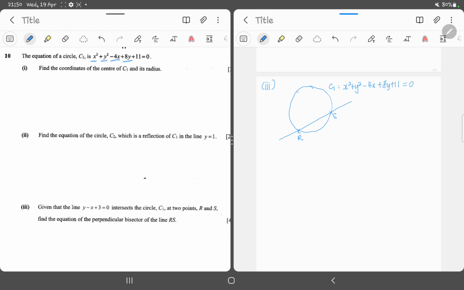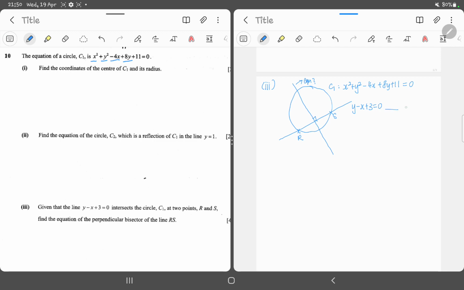So it's actually a line that is perpendicular to RS and it cuts exactly at the middle between R and S. So it cuts at the midpoint of R and S. So we are supposed to find this equation over here. So what I'm going to do right now, based on this diagram, it should be clearer. So this is the line y minus x plus 3 equals to 0.